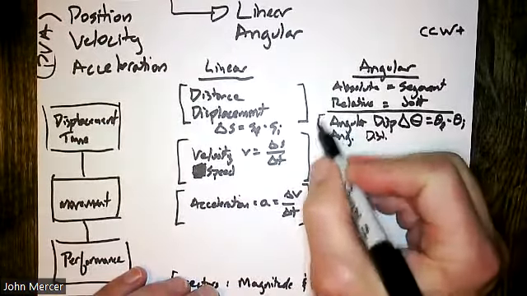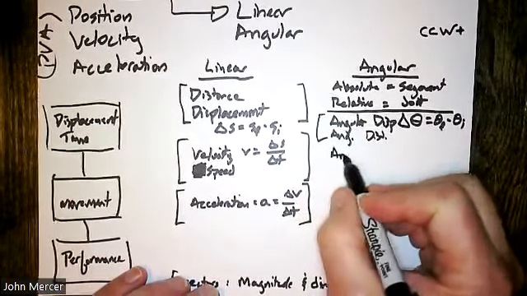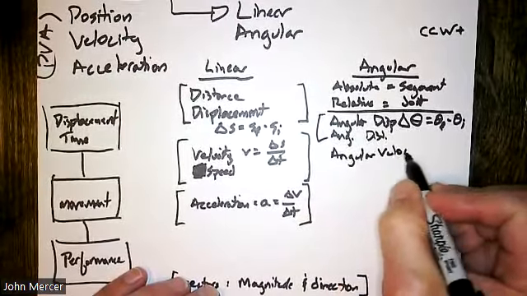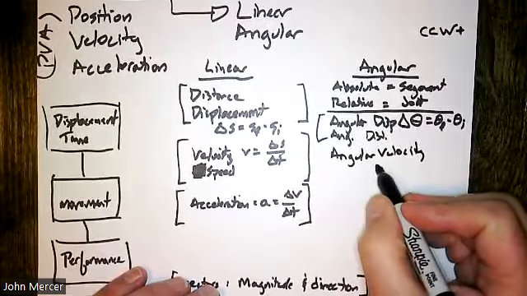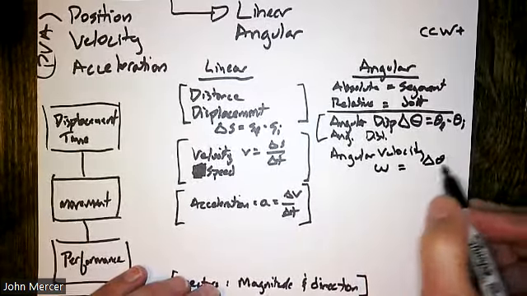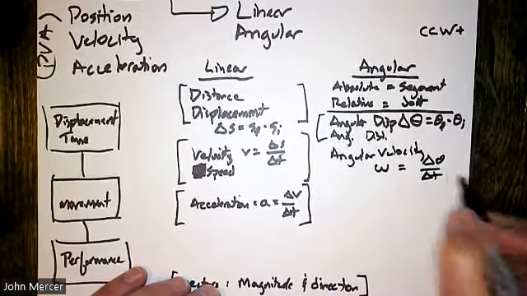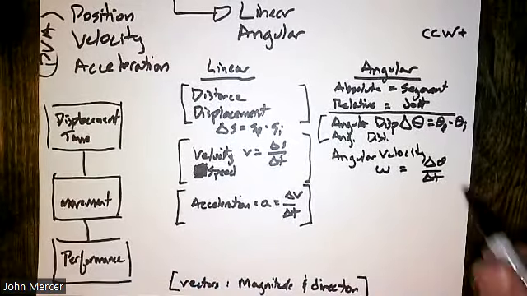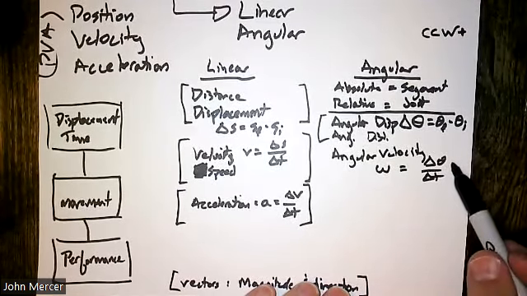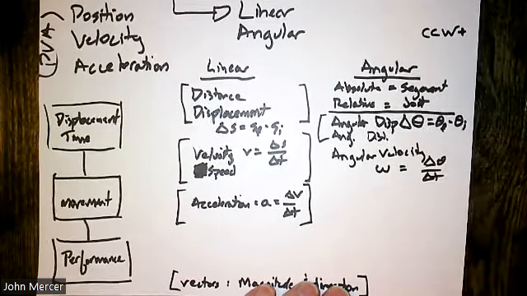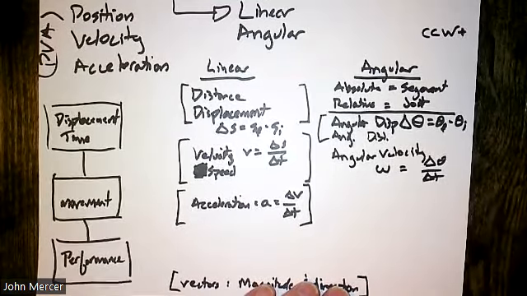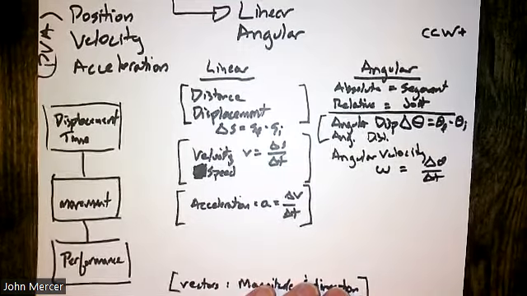The next parameter is angular velocity. In this equation, we use the term omega, and we calculate the time rate of change of angular displacement, so delta theta over delta t. Units for angular velocity are units of angular displacement over units of time: degrees per second, radians per minute, whatever it is.